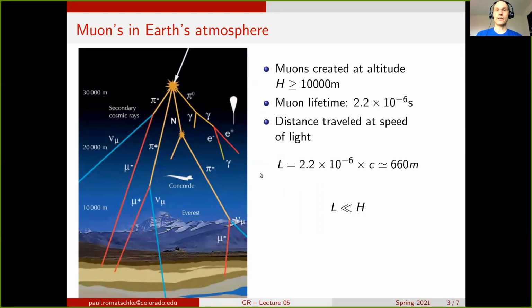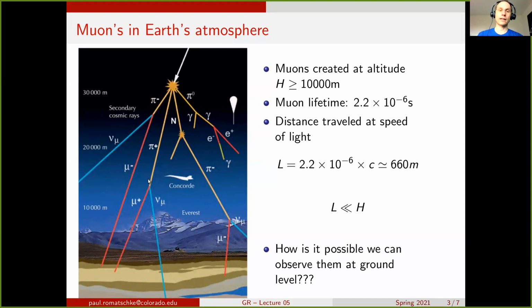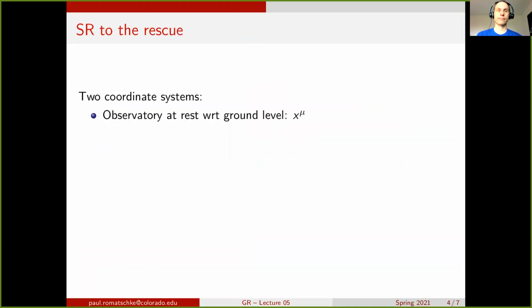Now, clearly, the distance that they travel before they decay is much, much less than the altitude at which they are created. So we can ask ourselves the question: how is it possible that we can observe them in observatories on the ground when they are created at a high altitude and are that short-lived? We can use our knowledge from special relativity to resolve the apparent puzzle.